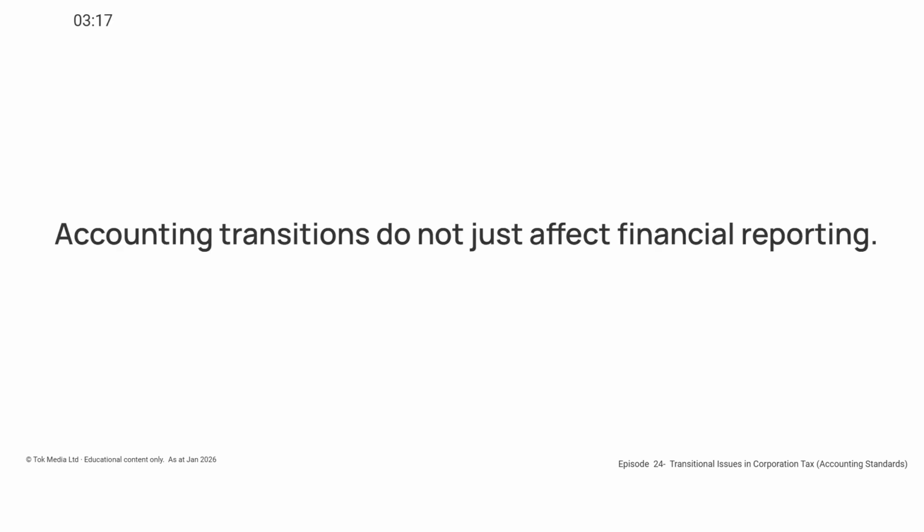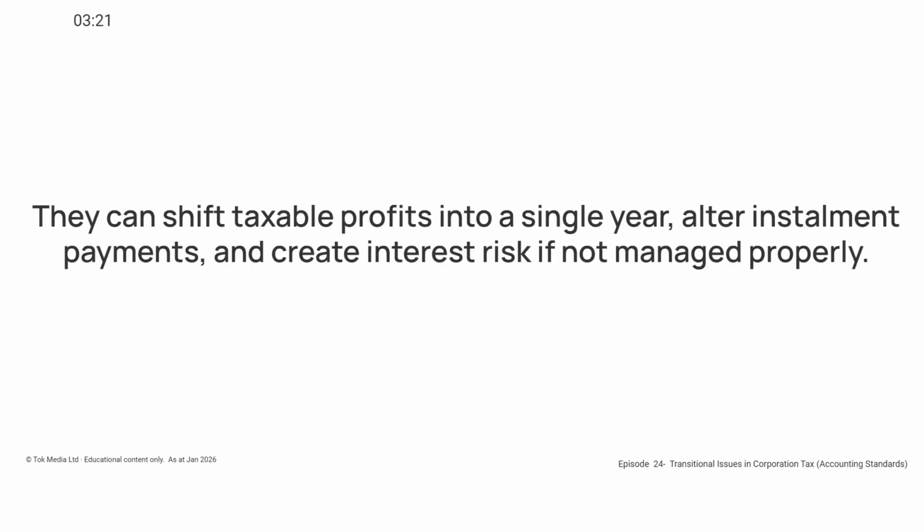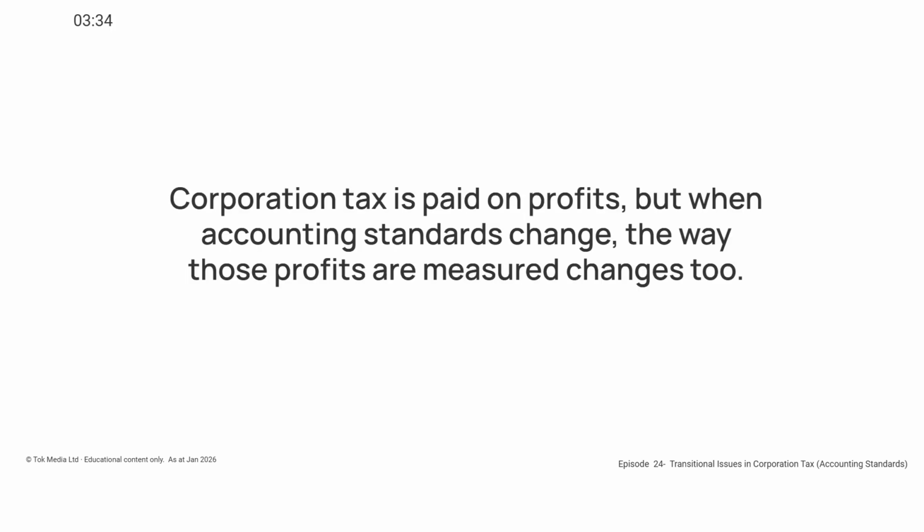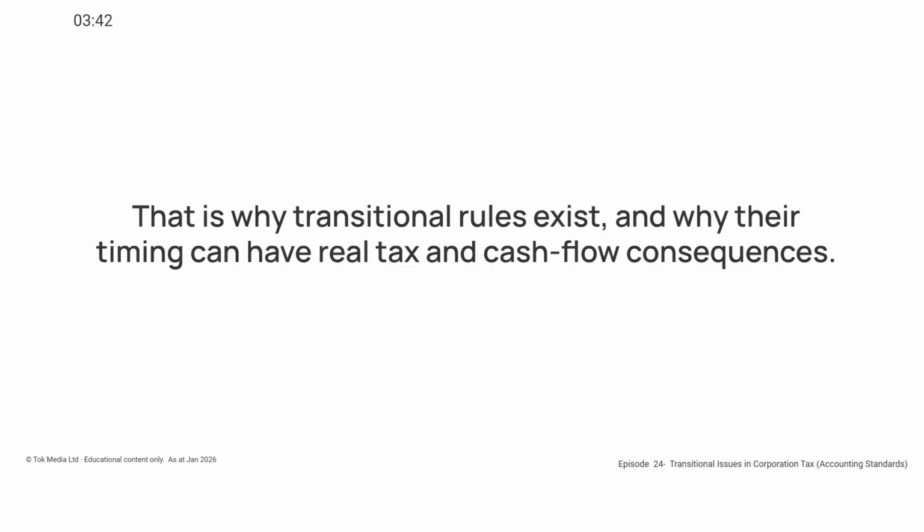Accounting transitions do not just affect financial reporting. They can shift taxable profits into a single year, alter installment payments, and create interest risk if not managed properly. And this brings us back to the fact we opened with. Corporation tax is paid on profits, but when accounting standards change, the way those profits are measured changes too. That is why transitional rules exist, and why their timing can have real tax and cash flow consequences.